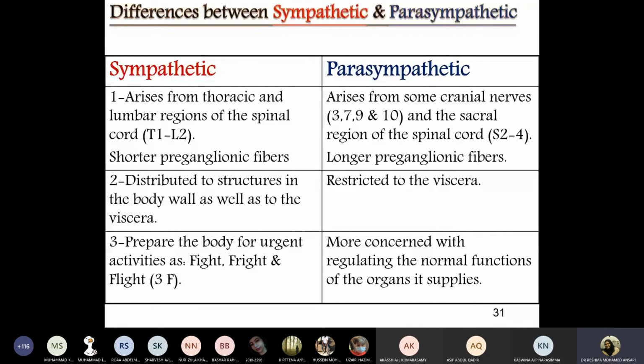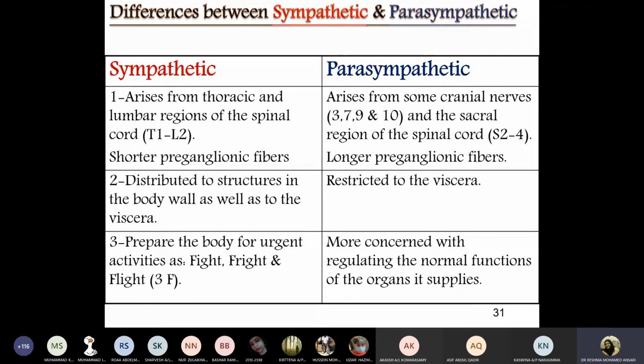The parasympathetic fibers are specifically restricted to the viscera. So when you stimulate the parasympathetic, the glands will secrete very well. The blood vessels will supply the viscera very well. So that's the function of the parasympathetic. Sympathetic is preparing the body for urgent flight and fright. That's why it does not help in digestion. It does not help in anything. They just make us run from the place. So we call it fight, fright and flight, 3F.